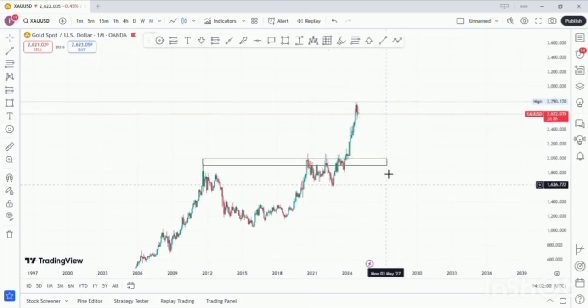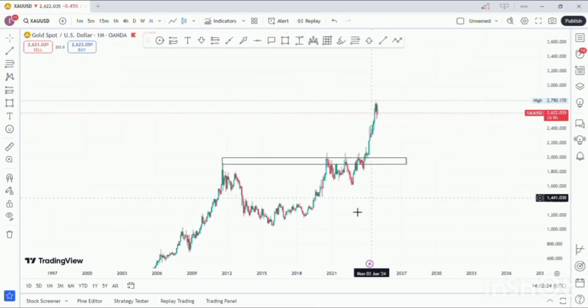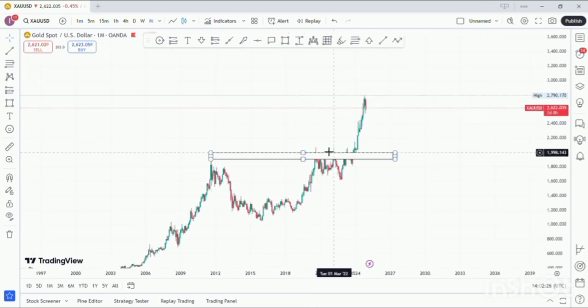Since it still looks very bullish, we expect price to come back to retest this zone, thereby turn it into a valid support before continuing to the upside, guys. Price still looks very bullish. So we are going to move over to the weekly time.